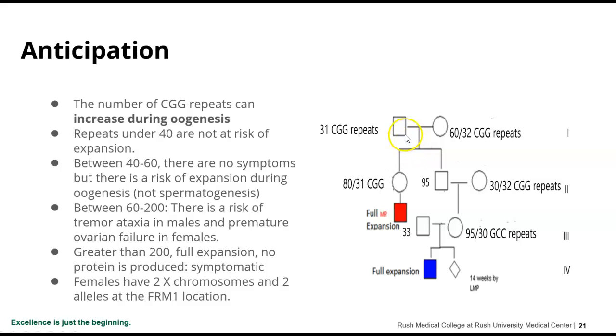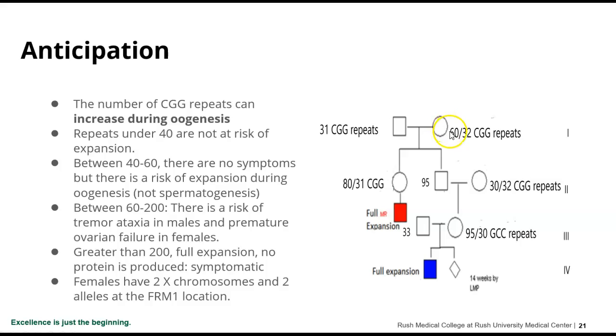So here's a father who has 31 CGG repeats and the mother has 2 X chromosomes. One was 60 and one was 32. 60 doesn't cause her any problems, but it's an increased number of repeats. This can expand during oogenesis. So her daughter, it went from 60 to 80, and dad gave 31. And her son, and the son always inherits one of his mom's X's.